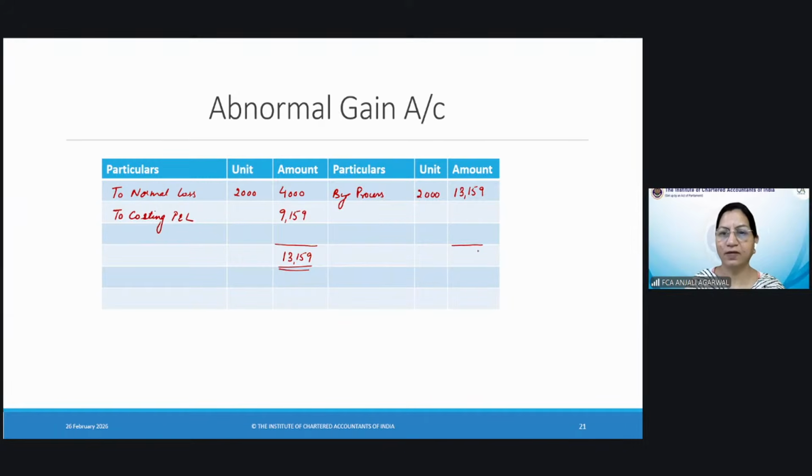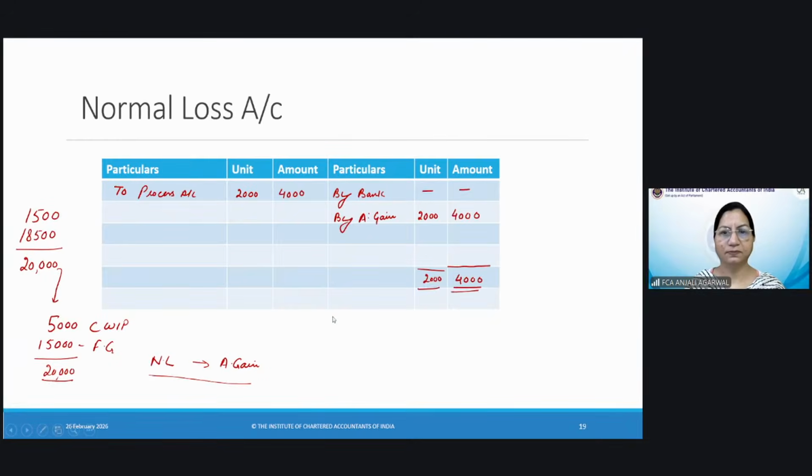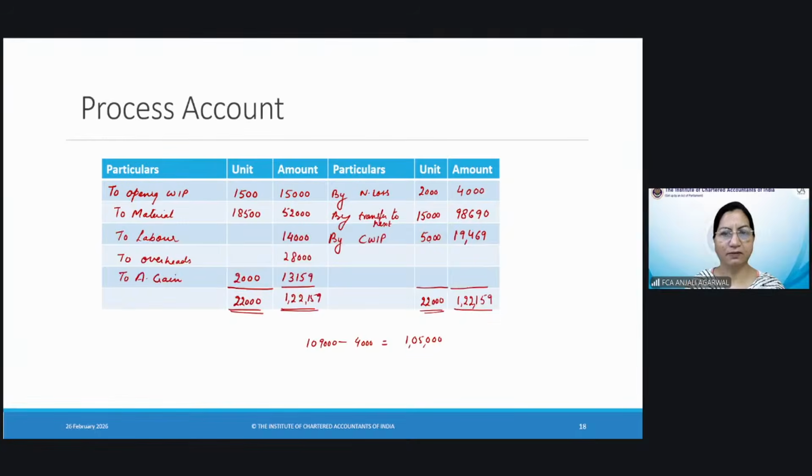So even in the equivalent production, you might have to prepare the process account, the abnormal gain or abnormal loss account, and the normal loss account. If you have any queries regarding this, please ask. Otherwise, this is how we are going to do these accounts, right?